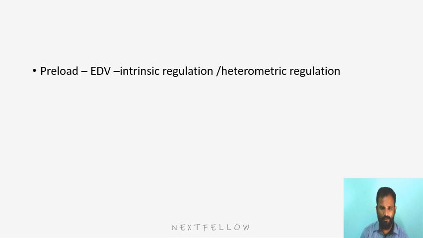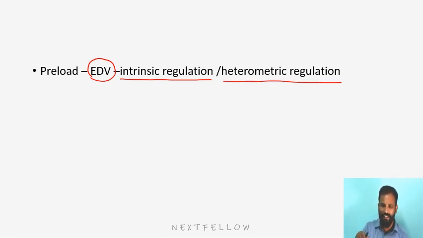Coming to the preload. Preload is nothing but the end diastolic volume. So we already know that if end diastolic volume is more, the stretch on the heart will be more, and that will cause increased force of contraction. It is also called intrinsic regulation because it doesn't require any nervous stimulation. It is an inbuilt mechanism of the heart, and it is also called heterometric regulation because the length of the myocardium is changing. As the length is increasing, the force of contraction is increasing.